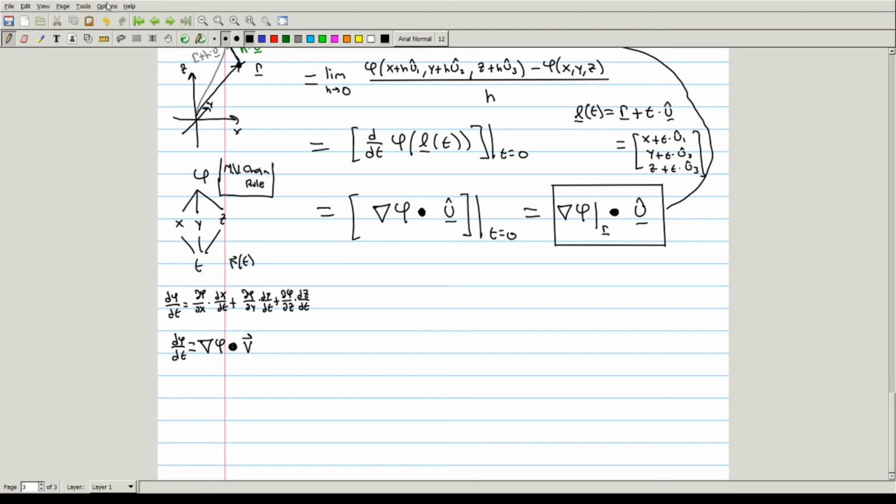So this shows us a very interesting connection. And in case you didn't see it in your multivariable calculus course, the gradient vector is just the vector of first partial derivatives of a given scalar function. The gradient of phi is just a vector containing all of the first partial derivatives of a given function.